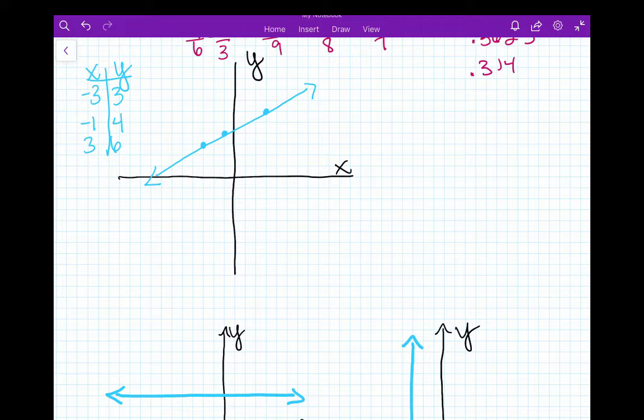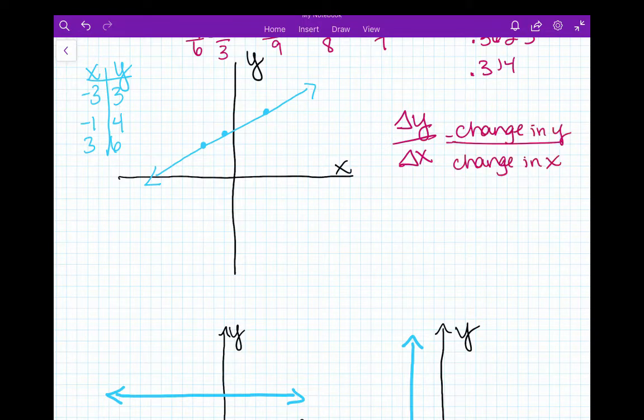So remember, slope is the change in y versus the change in x. That triangle is the Greek letter delta, and we use that in science and math to represent change in. Okay, so change in y over change in x.